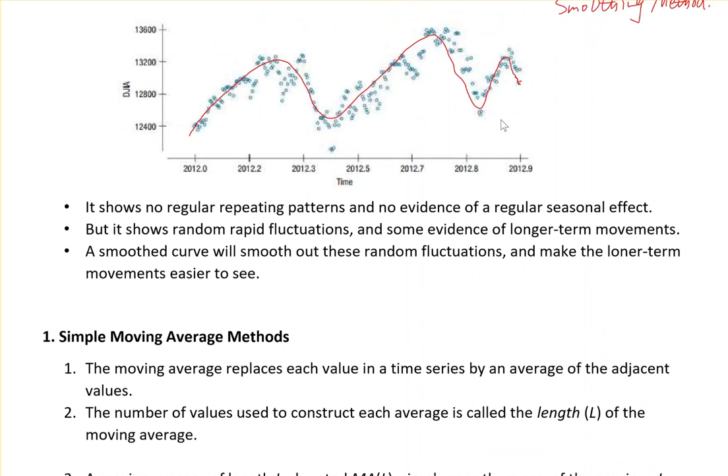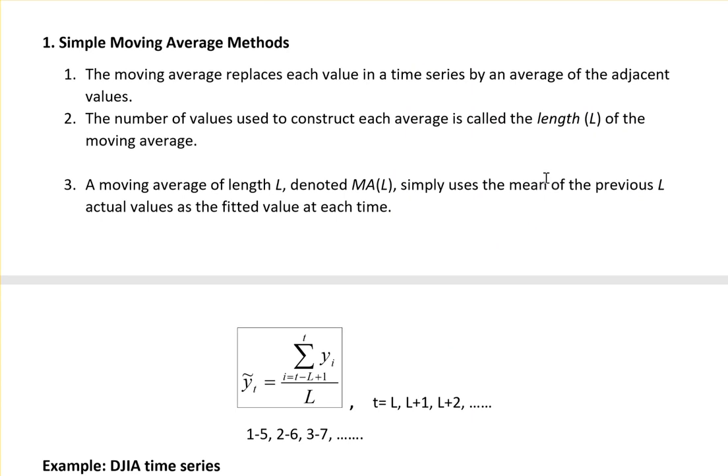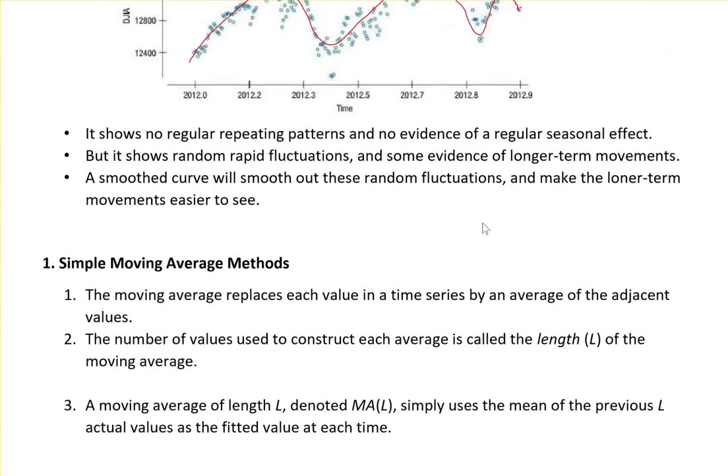We want to find this line to make the prediction for the next time period. All right, so first we'll introduce the very basic smoothing method. It is called the simple moving average method. This simple moving average method is the foundation of many thousands of smoothing methods. So this is the first thing you need to learn so that you can understand others.